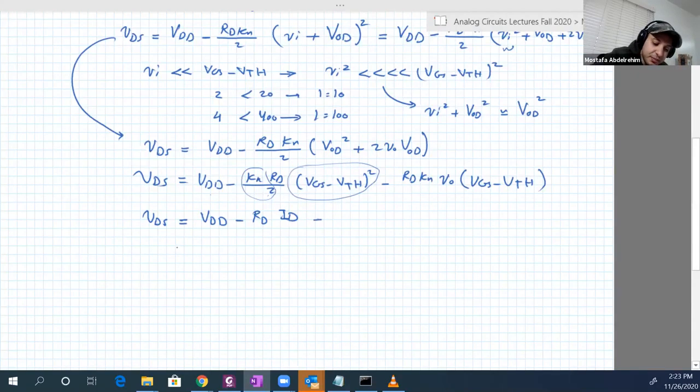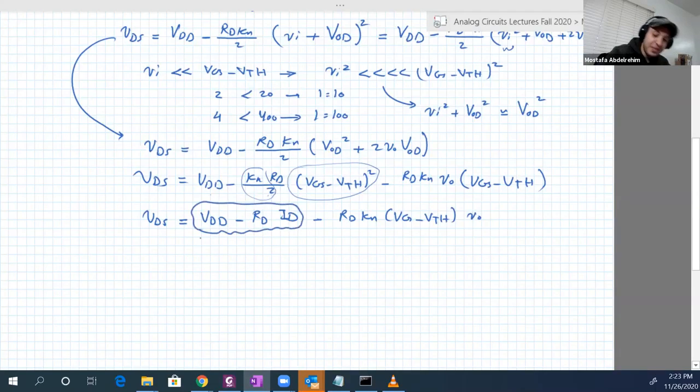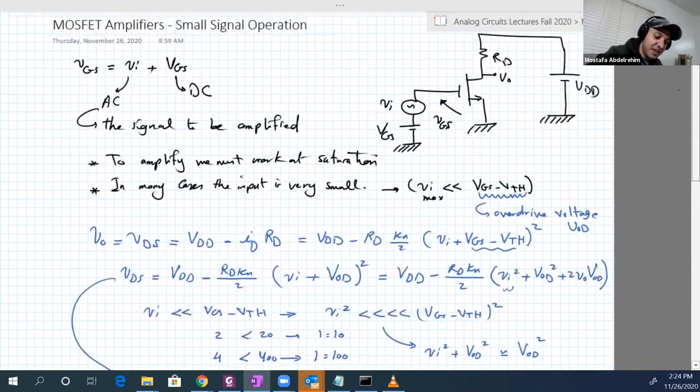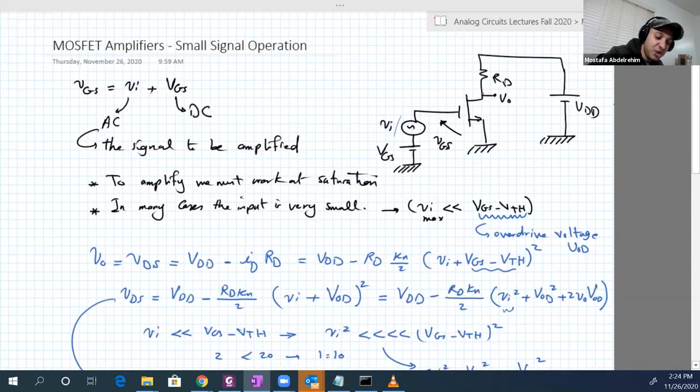Minus RD Kn (VGS minus V threshold), which is all constant, multiplied by vo. What is this term? This term is basically the DC portion of VDS. So if you don't have an AC voltage, the voltage here will be VDD minus ID, capital, multiplied by RD, and ID is just DC.